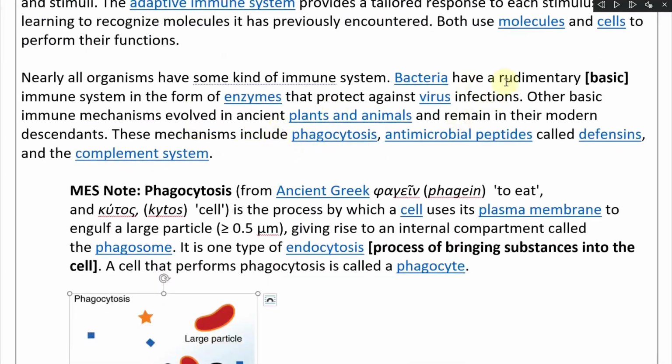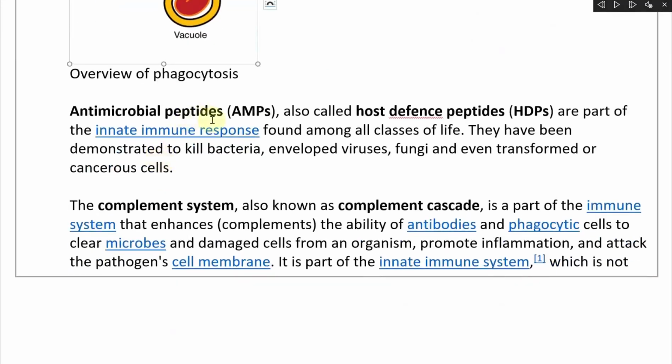So these mechanisms of the immune system evolved in ancient animals and plants and remain in their modern descendants. Yeah, so you have that phagocytosis. The other one's antimicrobial peptides, called defensins, and then the complement system. So antimicrobial peptides, AMPs, also called host defense peptides, HDPs, are part of the innate immune response found among all classes of life. They have been demonstrated to kill bacteria, enveloped viruses, fungi, and even transformed or cancerous cells. Very, very interesting. So these peptides kill these pathogens.